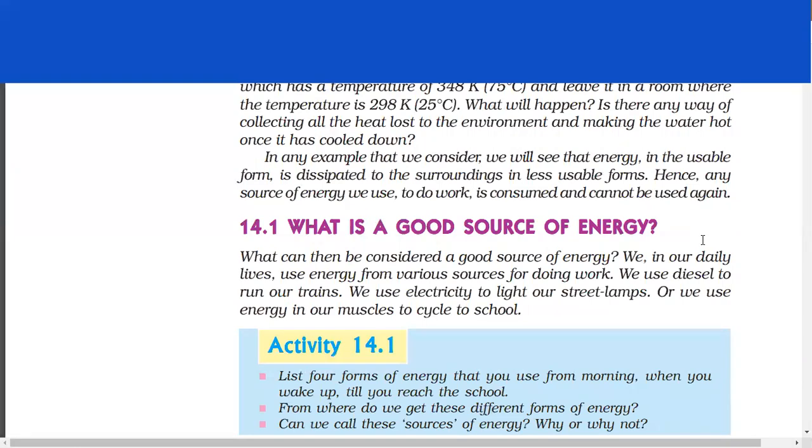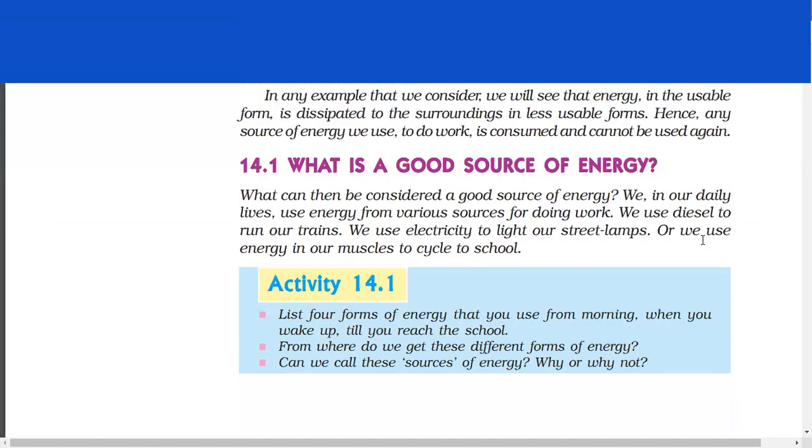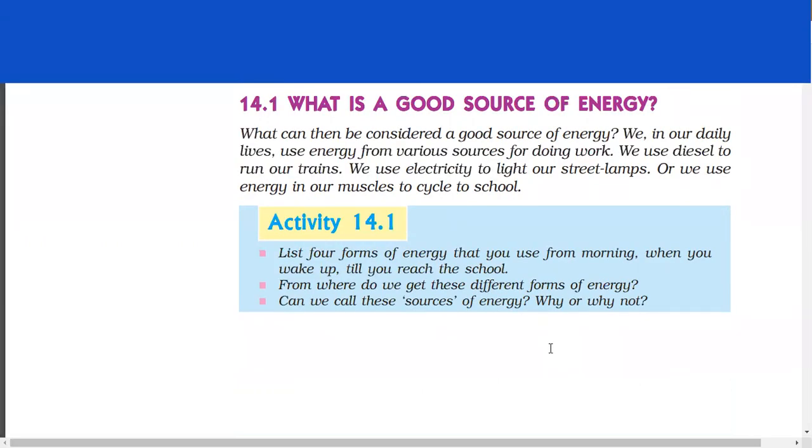What is a good source of energy? What can then be considered a good source of energy? We, in our daily lives, use energy from various sources for doing work. We use diesel to run our trains, we use electricity to light our street lamps, or we use energy in our muscles to cycle to school. Activity 14.1. List 4 forms of energy that you use from morning when you wake up till you reach the school. From where do we get these forms of energy? Can we call these sources of energy? Why or why not?